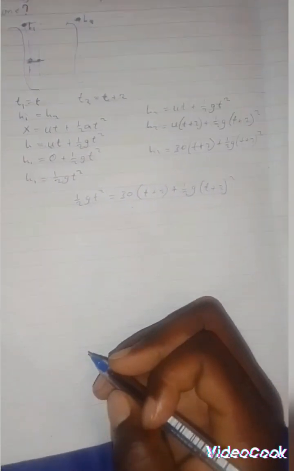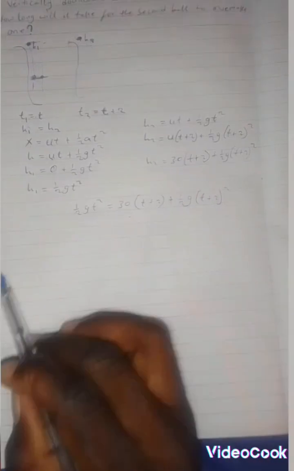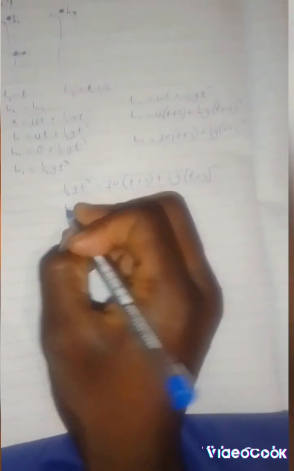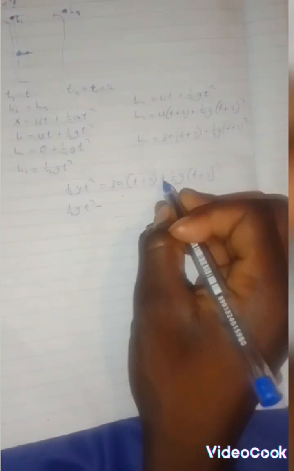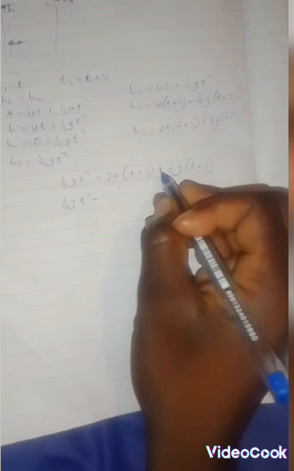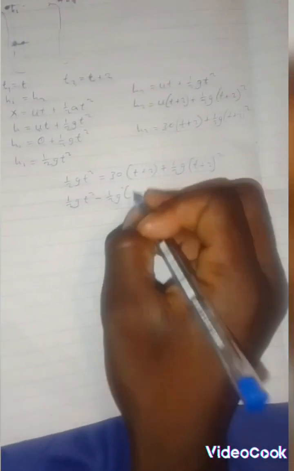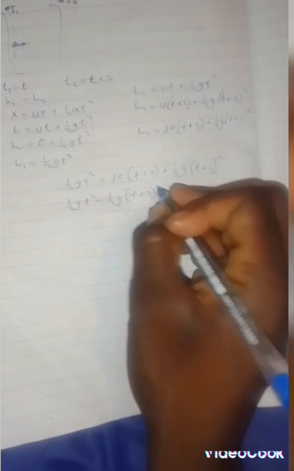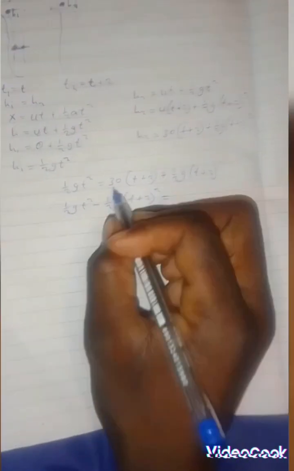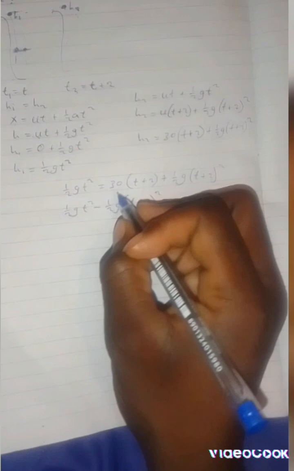Simple and straightforward. We are going to group the like terms. This one and this are the same. Therefore, we are going to say it is 1 over 2 g t squared minus, this is positive, so when it crosses the equal sign it will be minus 1 over 2 g (t plus 2) squared is equal to, we can expand this in advance. So before we expand, let me just write it the way it is. So it will be 30(t plus 2). Then from there, what are we going to do?